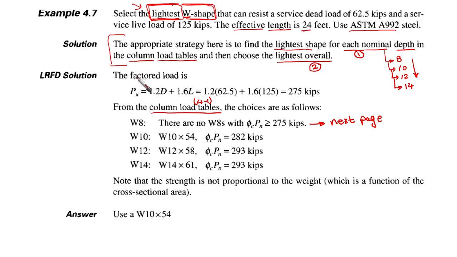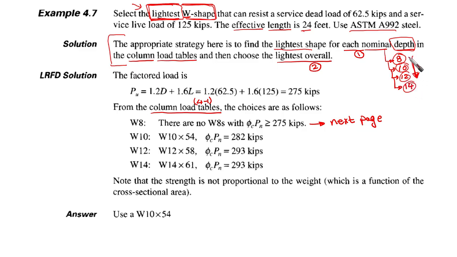then we're going to investigate the lightest shape for each nominal depth. You are going to find in the table different nominal depths. You're going to start from 8, for example, then 10, 12, 14. This is the nominal depth. It is increasing here. You are going to find 8 in the bottom, and then above it 10, and then 12, 14, and so on.